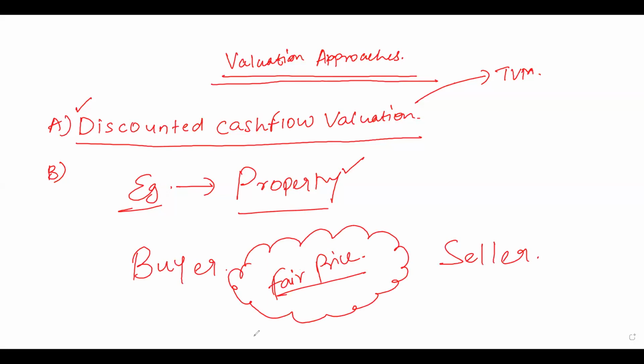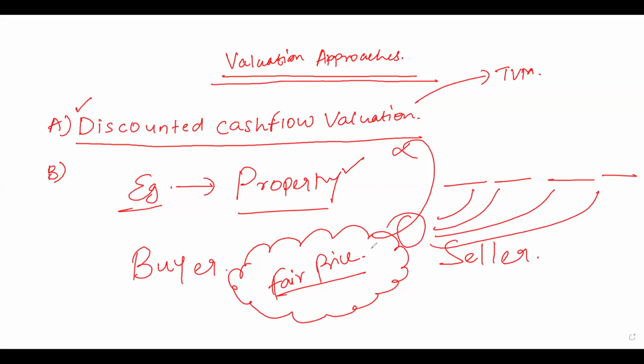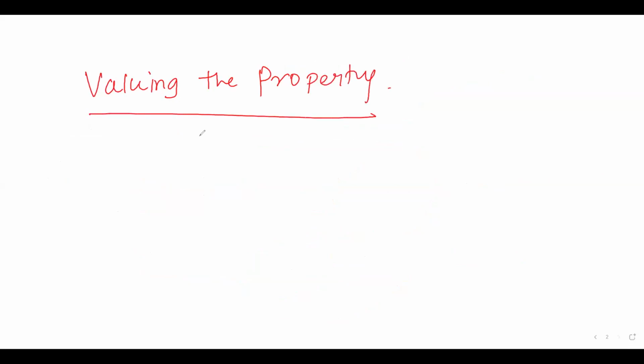Any idea? One of the approaches that we discussed was DCF valuation, where we calculate the future benefits that the property will generate for me, try to calculate their present value and compare it with the price of the property. Now, what could be the other approach of valuing that particular property? The other approach that could be used is called the relative valuation approach.